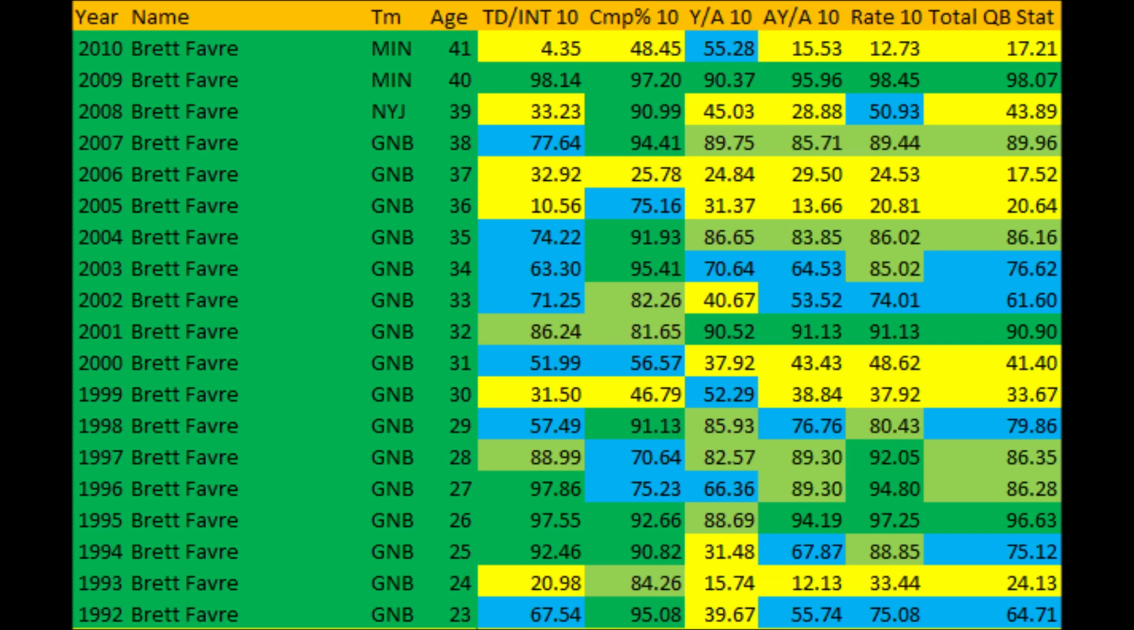But there's just a difference between those types of players. There's a difference between Joe Montana and Brett Favre. There's just a difference between the consistency that they had in their career. And then, of course, we get to Matt Hasselbeck.